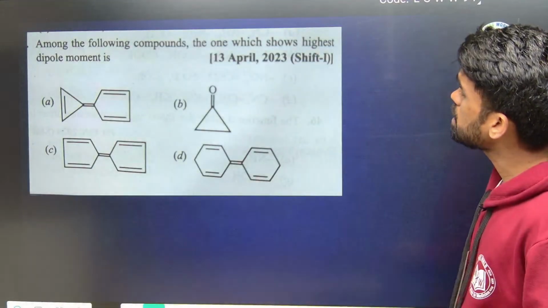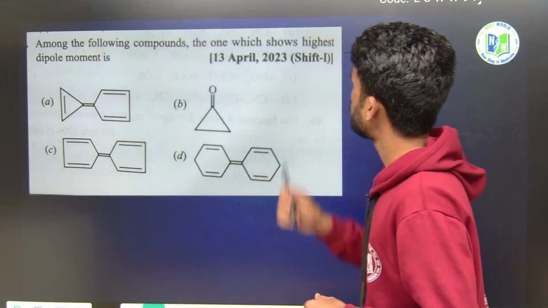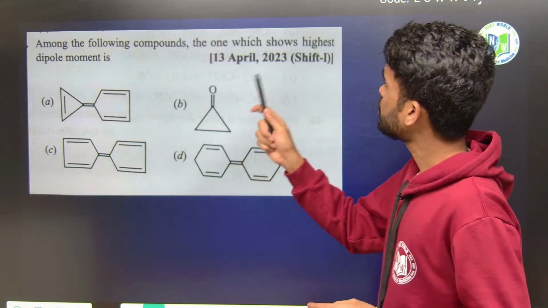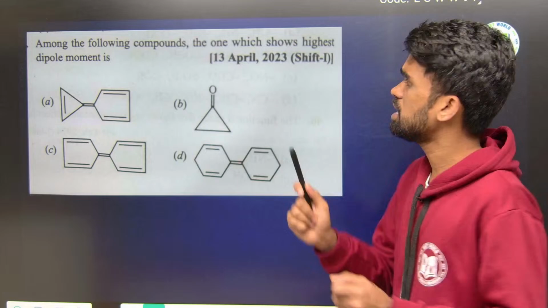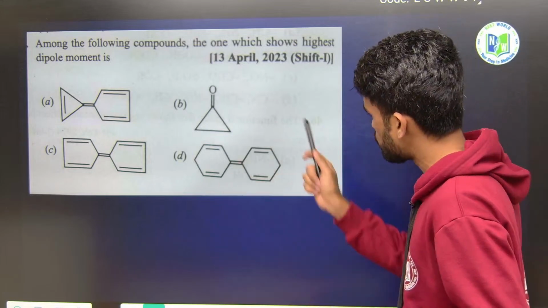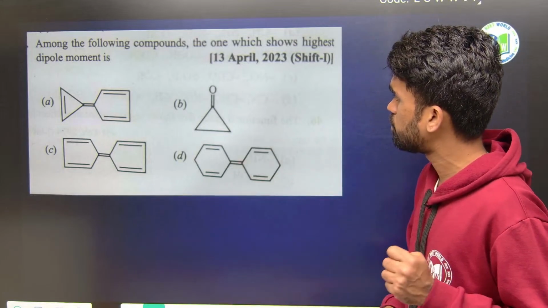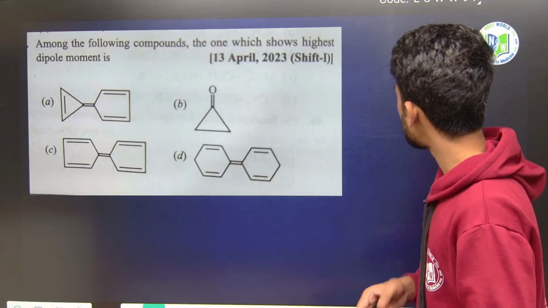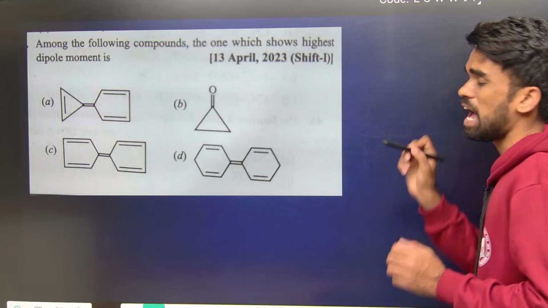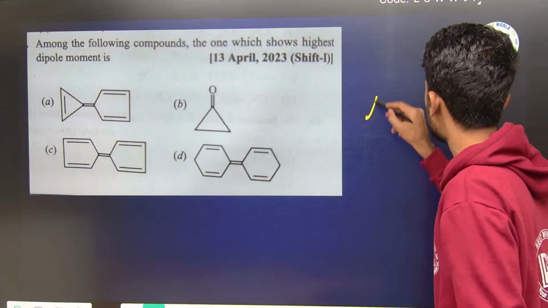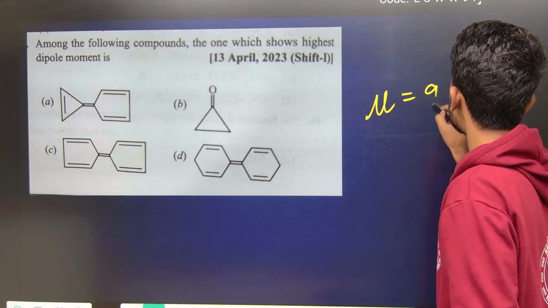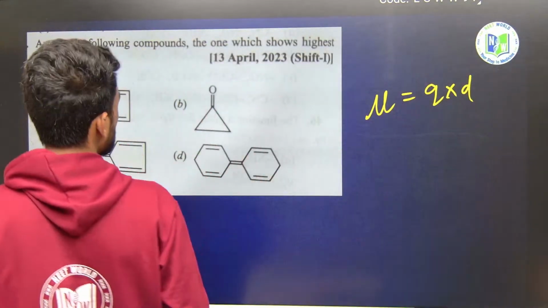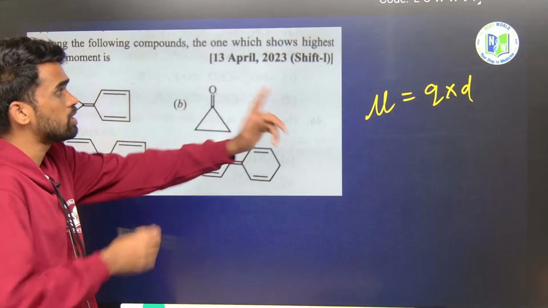Look at this. Arrange the following compounds. Among the following compounds, the one which is showing the highest dipole moment is. From the 4 options, we need to identify the one showing maximum dipole moment. Maximum dipole moment means there should be maximum charge separation, because mu equals charge into distance. If there is maximum charge separation, then we can say it has maximum dipole moment.